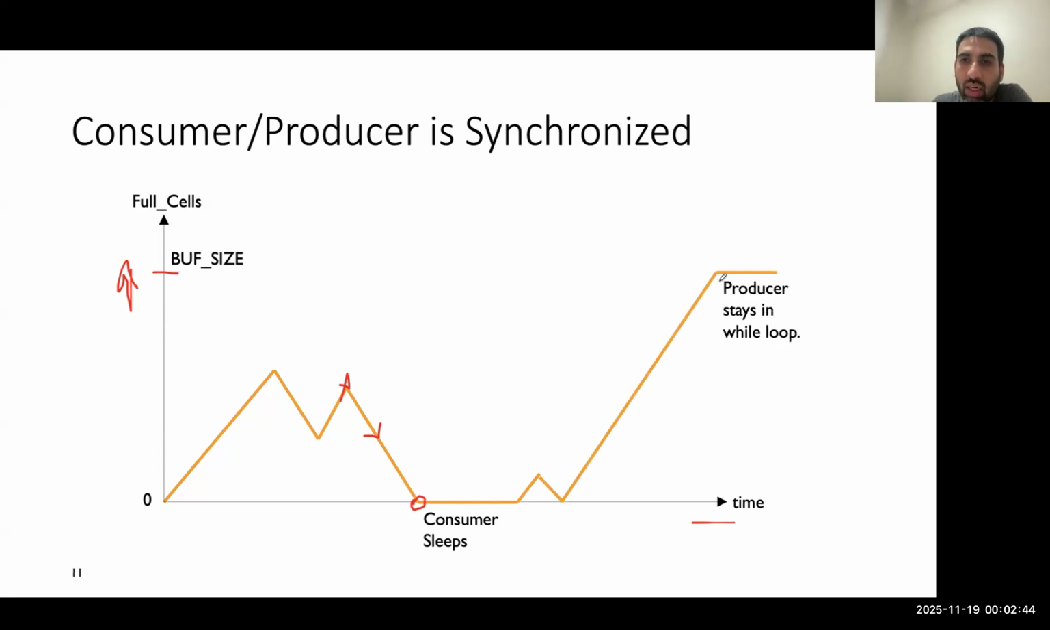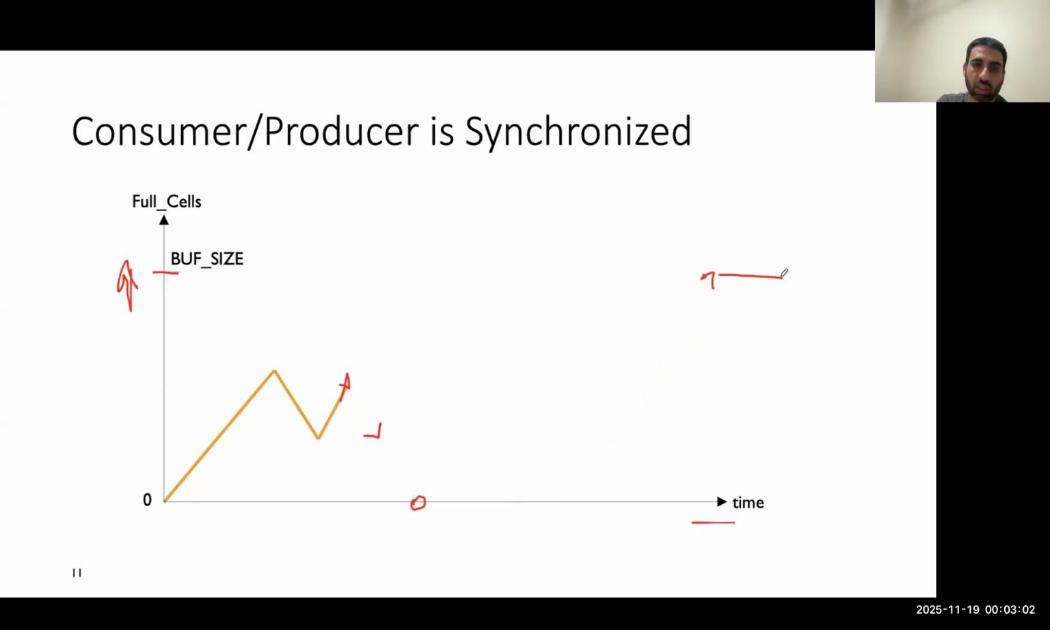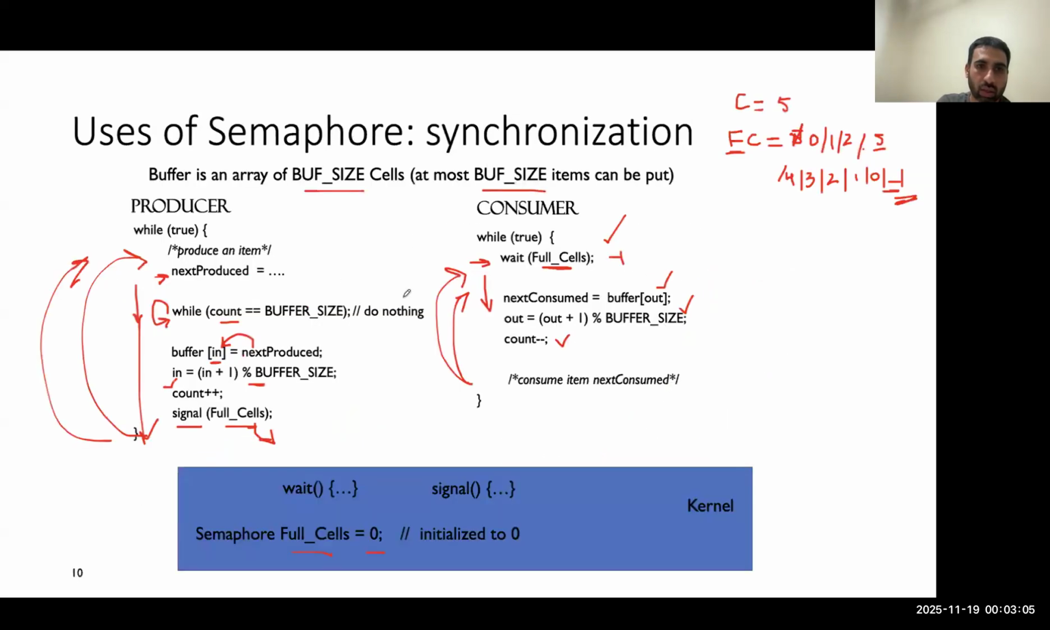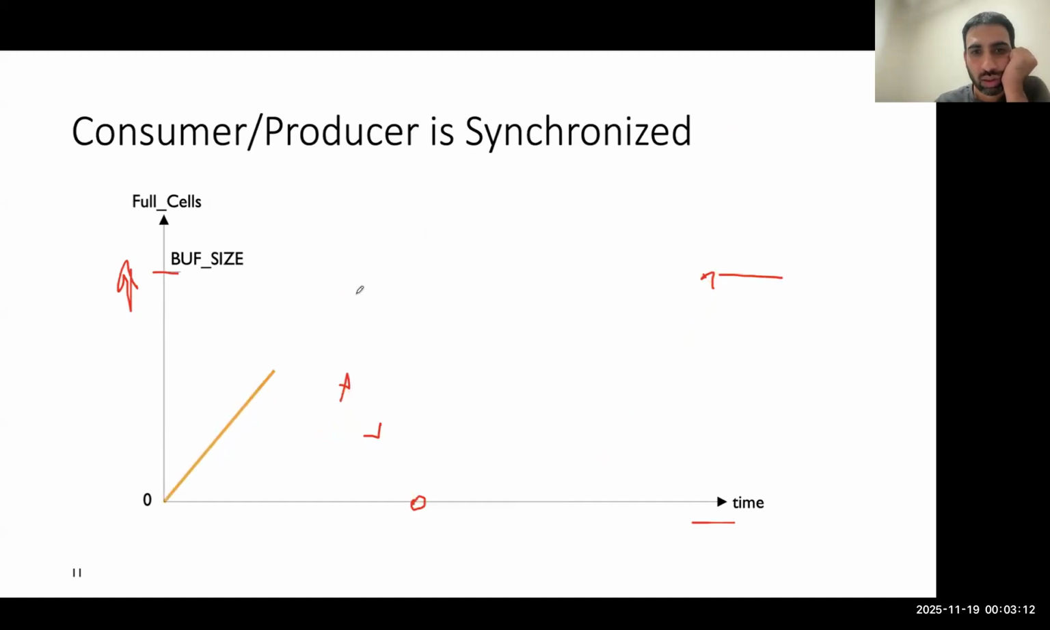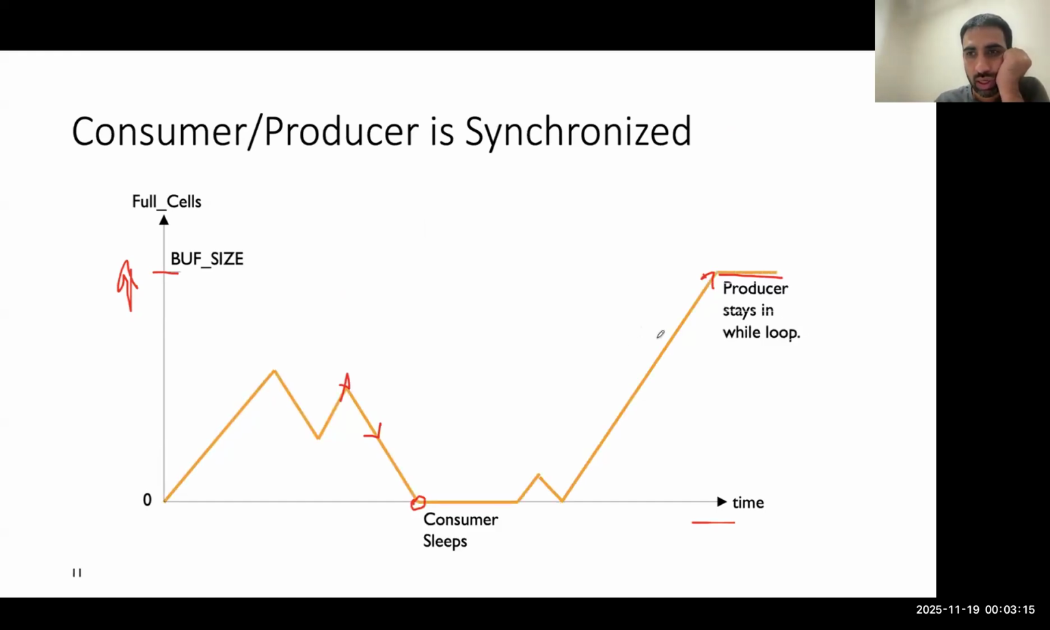And this is also an interesting case: when the number of elements in the array is equal to the buffer size, then your producer stays in the while loop, right? So this is the maximum. You can actually see it from the code here. It doesn't fill the array anymore, so it will wait until the consumer executes again and starts retrieving the elements from the buffer array.